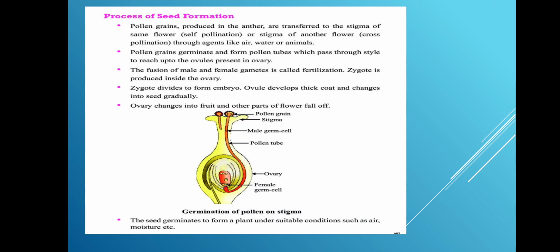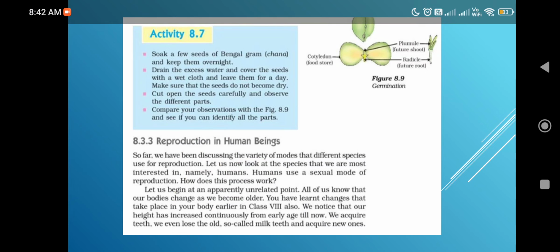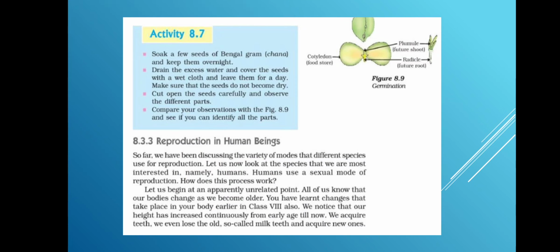So the diagram is very clear over here: germination of pollen on the stigma. The seed germinates to form a plant under suitable conditions, such as air and moisture, which are very much required. One diagram I would like to explain over here, figure 8.9, which is germination. After germination, you can see there are two cotyledons. Dicot means two cotyledons. If only one single cotyledon is there, then we call it monocotyledon.